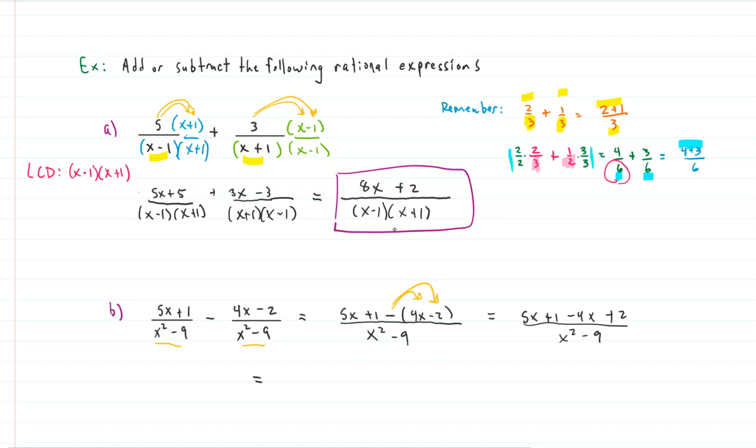We have 5x and 4x, which give us 9x, and 1 and 2, which give us 3. And we get x squared minus 9. Well, that's a terrible 9. So we look at this and we think, can we simplify it at all? If we pull the 3 out of the top, we get 3 times x plus 1, and x squared minus 9 factors into x plus 3 and x minus 3, which nothing simplifies there. So we're done.